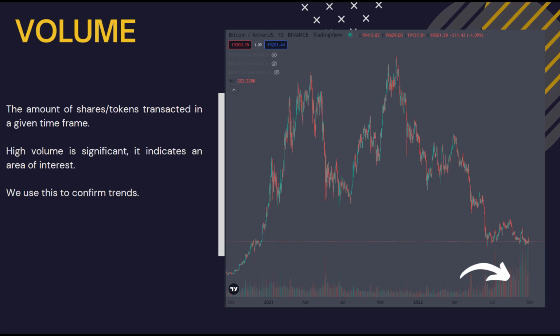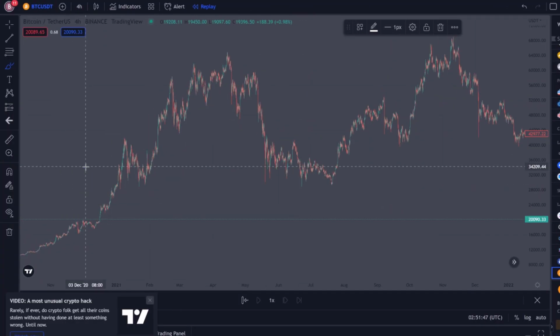Now that we have an idea about candlesticks, price action, momentum, trends, support, and resistance, let's take a closer look at trends on a real chart. Now that you understand more about price action, trends, support, and resistance, we can get a better idea of what a given chart is telling us.